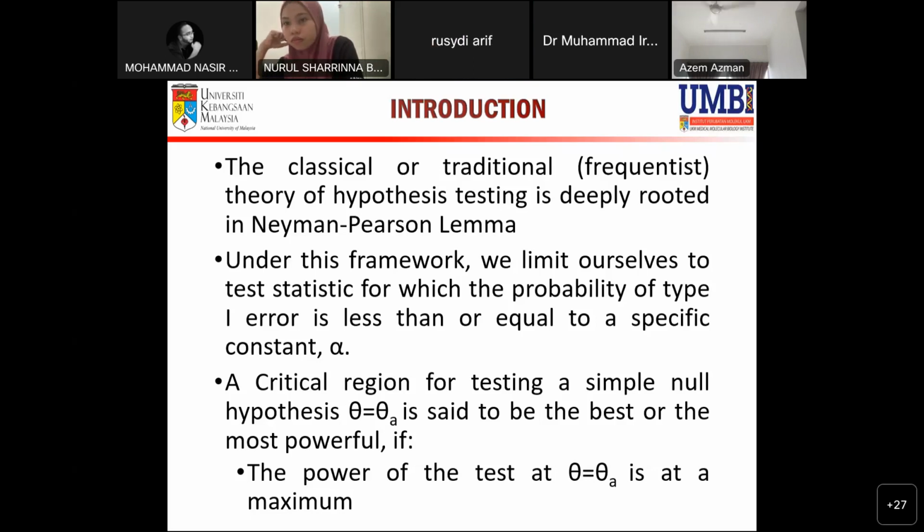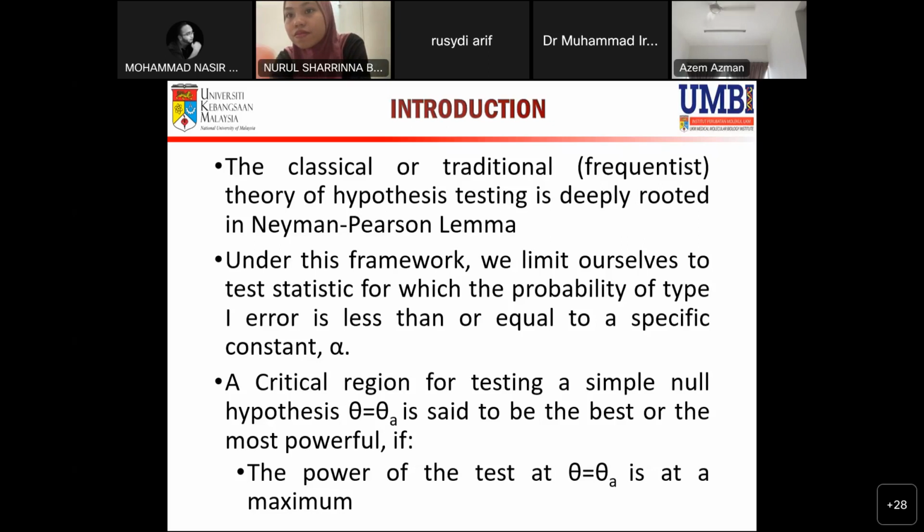For the classical or frequentist view, we are going to cover the frequentist theory of hypothesis testing today. So we are going to cover how we test the hypothesis based on the frequentist setting. We're going to disregard all the Bayesian stuff. Under this framework, we limit ourselves to test statistics for which the probability of type 1 error is less than or equal to a specific constant alpha. In the frequentist theory, we fix the type 1 error, or our alpha level, to a certain value, and our next task is to find a region that will give the highest power for this statistical test.